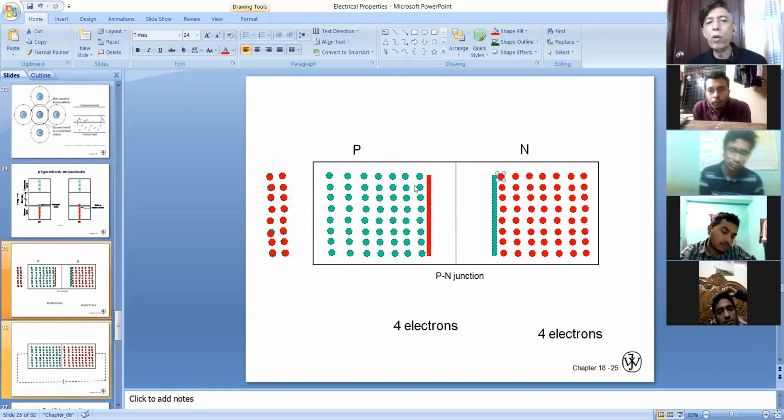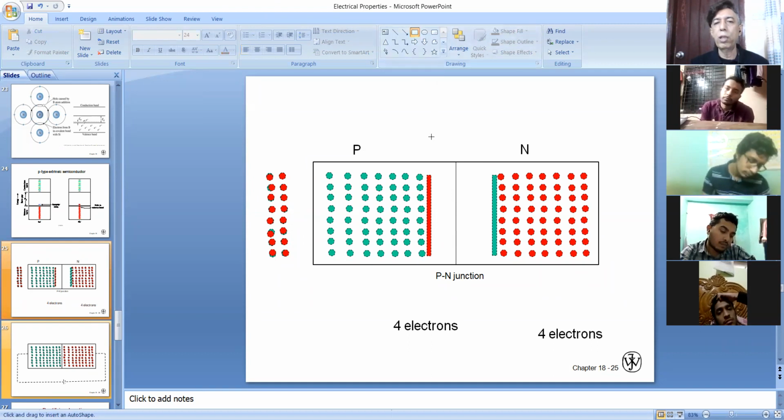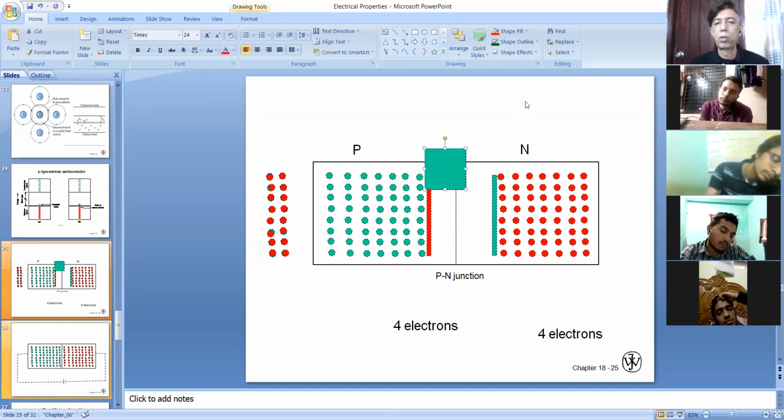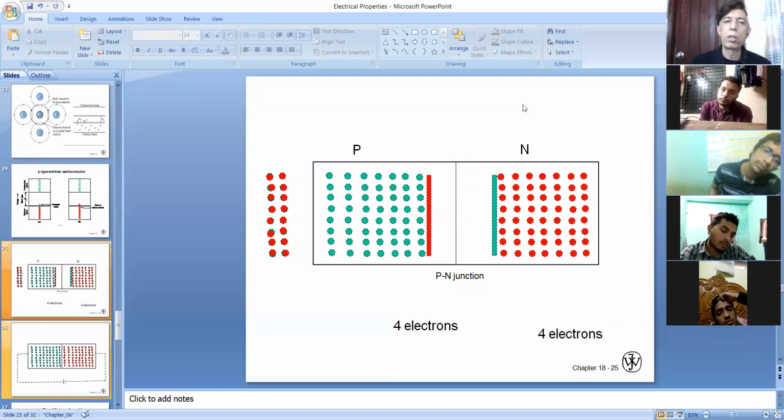Now, if one hole wants to come here, this zone of positive charge repels it and it will go back to here. So there becomes a potential barrier. This is a potential barrier. And this region is known as the depletion region.